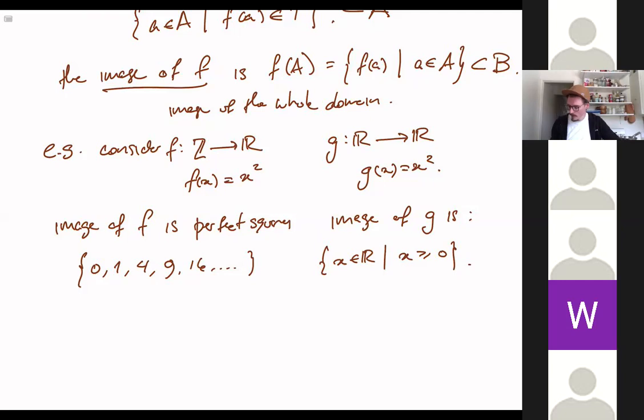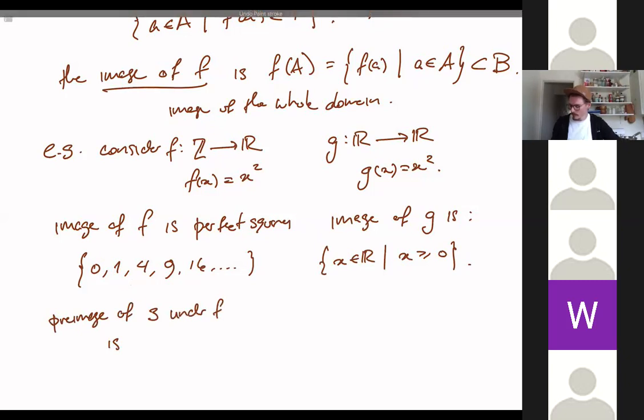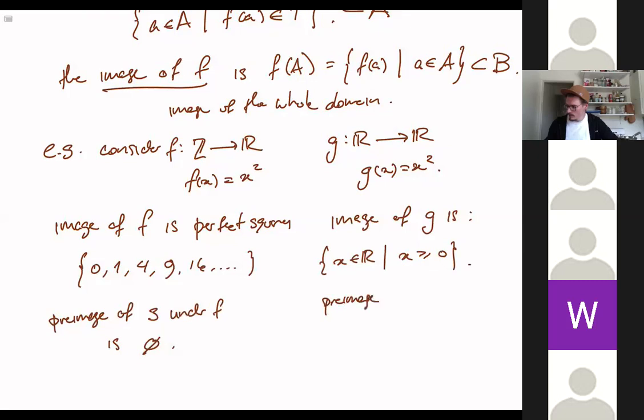And similarly, if we think about the preimage of 3 under f, well, is there an integer that squares to 3? There is not, right? It's not in the image, it's missing. So this preimage is the empty set. But on the other hand, the preimage of 3 under g is not empty. It has two elements, negative root 3 and root 3.